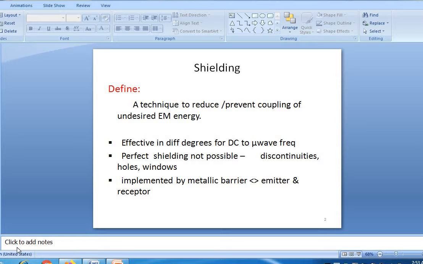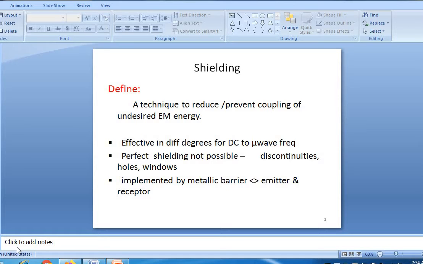Is the shielding effective, or the same, for the whole range of the electromagnetic spectrum? It is not at all. It is different for different ranges of frequencies. The next question arises: does this shielding prevent the unwanted energy 100%? This is not at all possible because there are some discontinuities, or holes, or windows in the shielding. So because of the presence of these discontinuities or holes, you don't get prevention of undesired electromagnetic energy as in the ideal case.